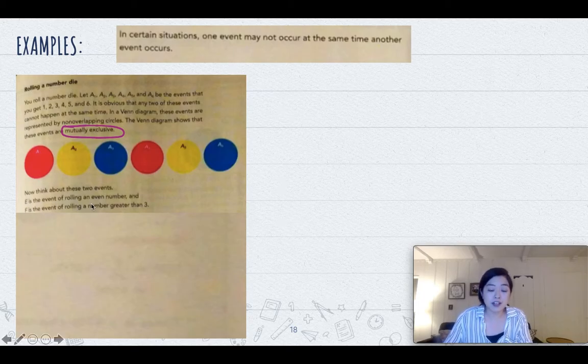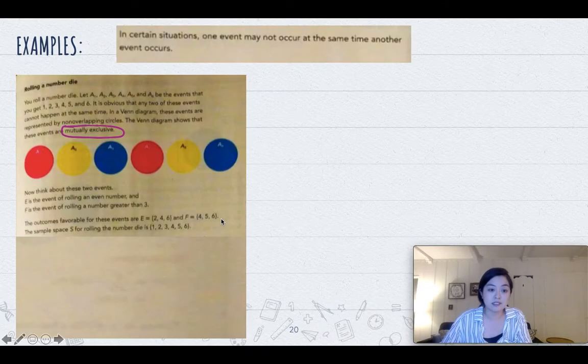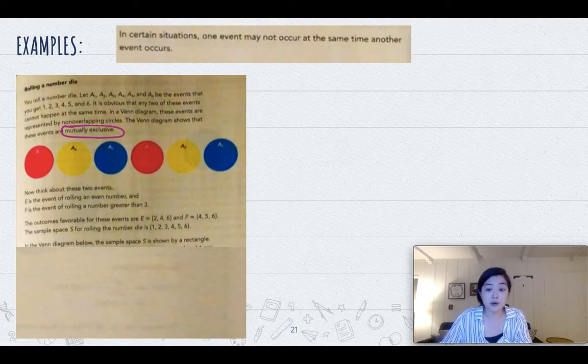Now, think about these two events related to a 6-sided die. Let E be the event of rolling an even number, and F be the event of rolling a number greater than 3. So, your outcomes for E is 2, 4, and 6, and F is 4, 5, and 6. And the sample space is 1, 2, 3, 4, 5, and 6 for a 6-sided die. So look at the Venn diagram below. We're not only going to draw the Venn diagram, but we're going to draw the sample space around it. We show the sample space by drawing a rectangle around the Venn diagram.